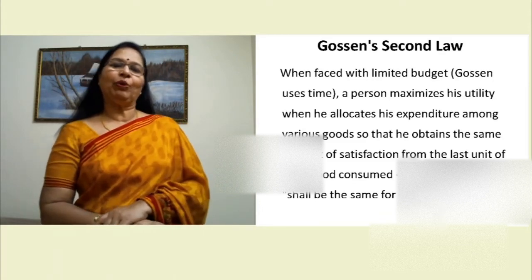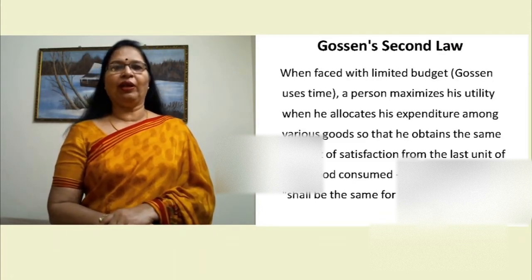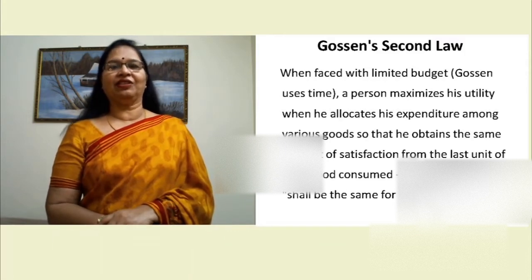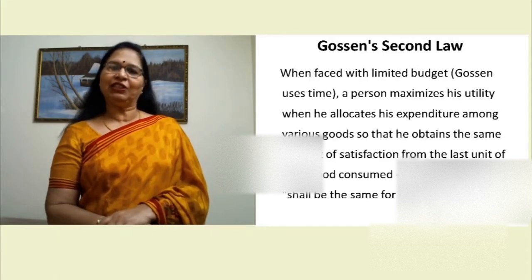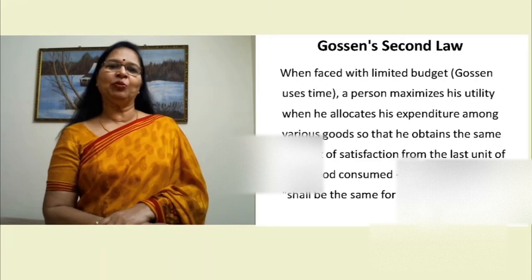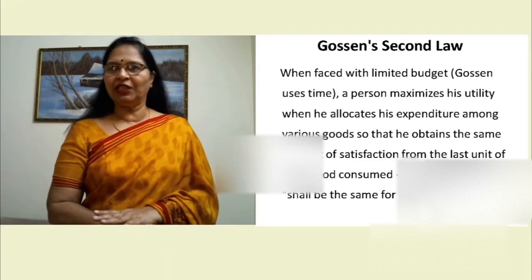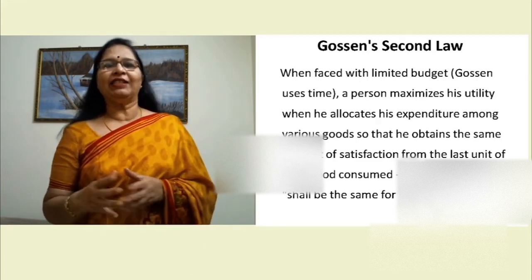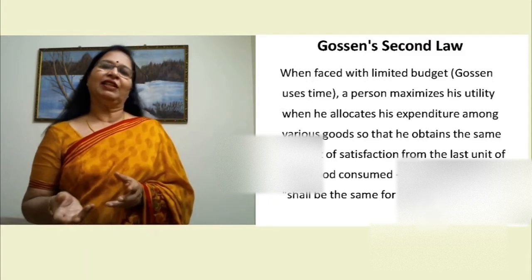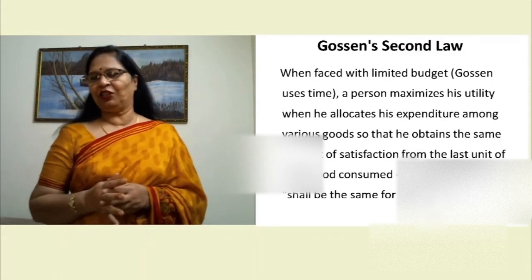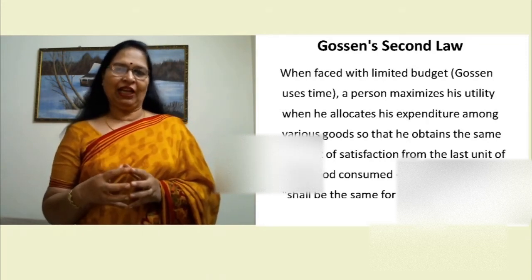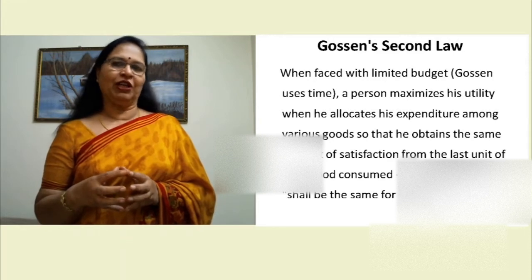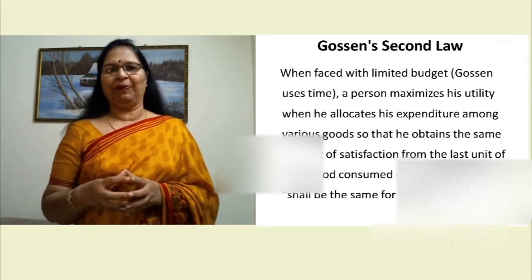This law of equi-marginal utility is also called Gossen's second law. This is derived from the first law of diminishing marginal utility. In that first law, we only assumed that the consumer will consume a certain number of units of a commodity, and as he consumes more and more of that unit, the marginal utility that he gets goes on diminishing. Now, can we use that law to decide how many units of a commodity this consumer will buy?